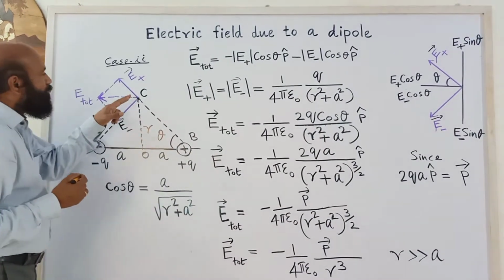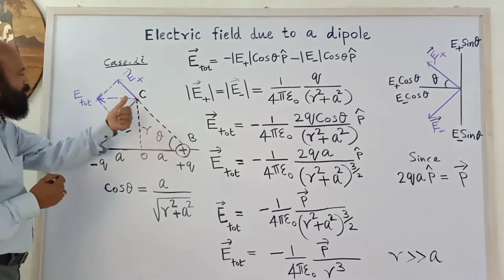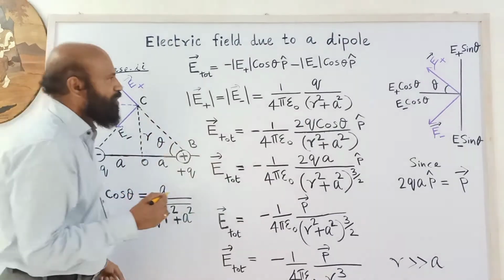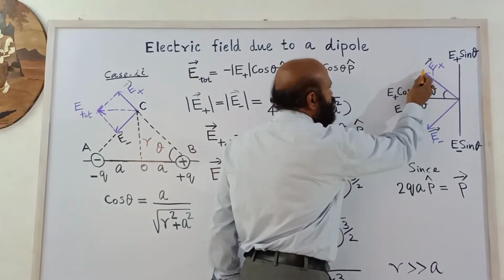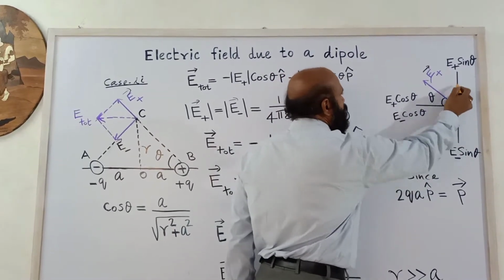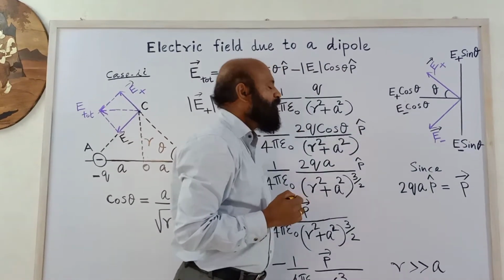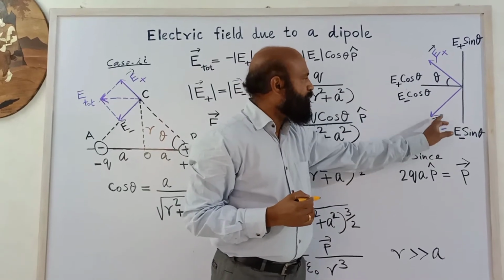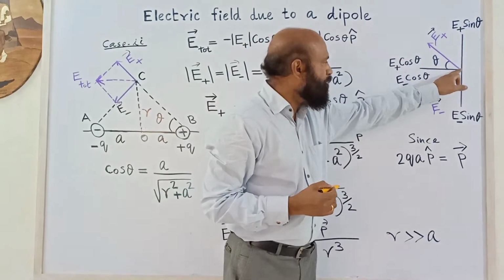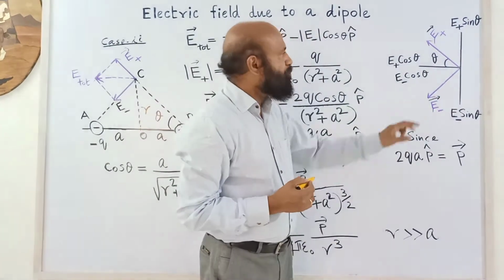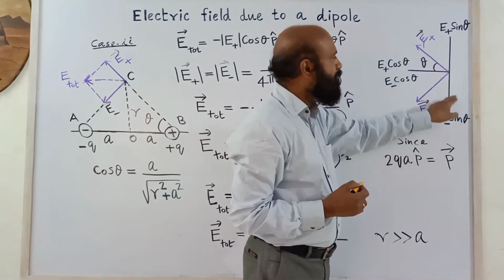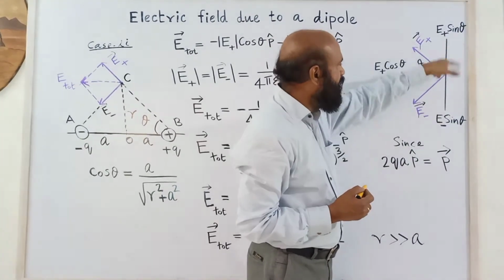Now E plus is acting along this direction. E minus is acting along this direction. So this angle is theta. So this can be resolved into two components: a cos theta component, where it is making theta, and perpendicular to that, a sin theta component. Similarly, the E minus vector also can be resolved into two components, a cos theta component and a sin theta component. Since E plus sin theta and E minus sin theta are equal and opposite, they will get cancelled.